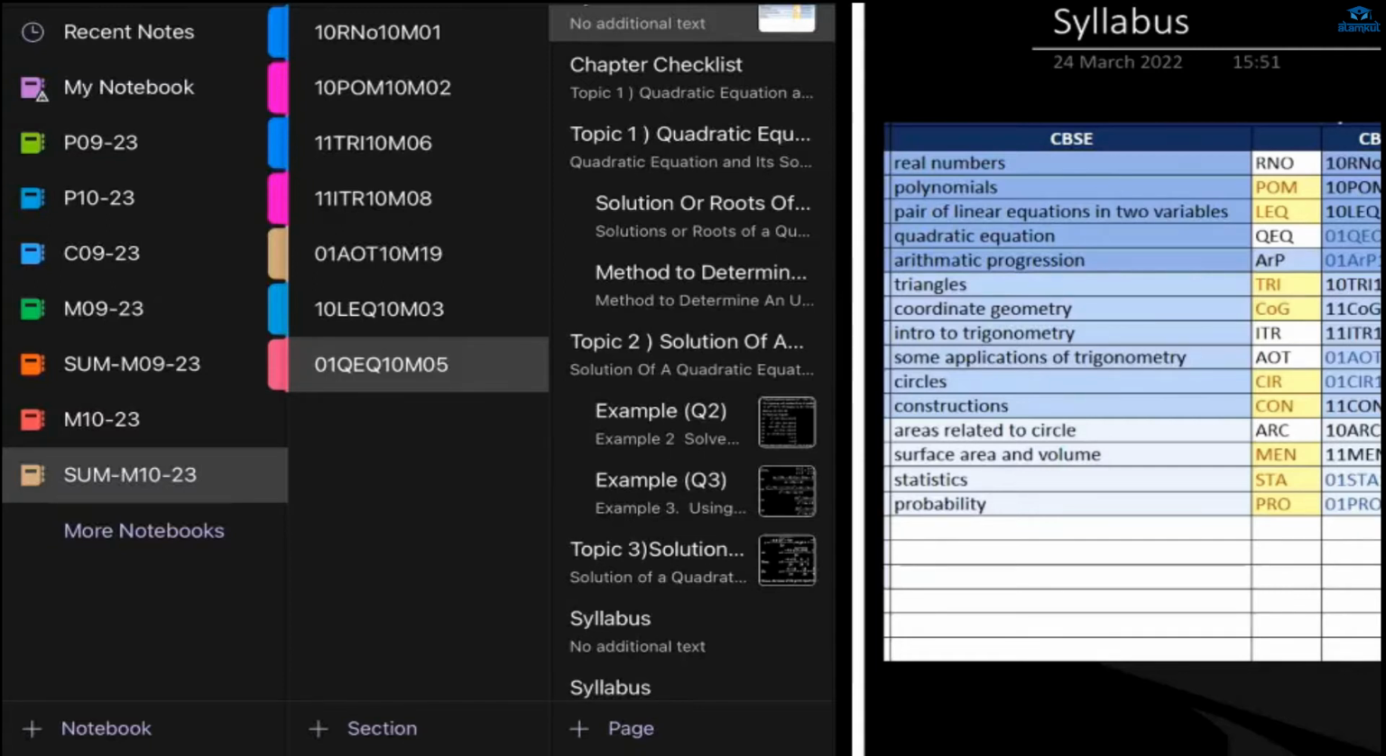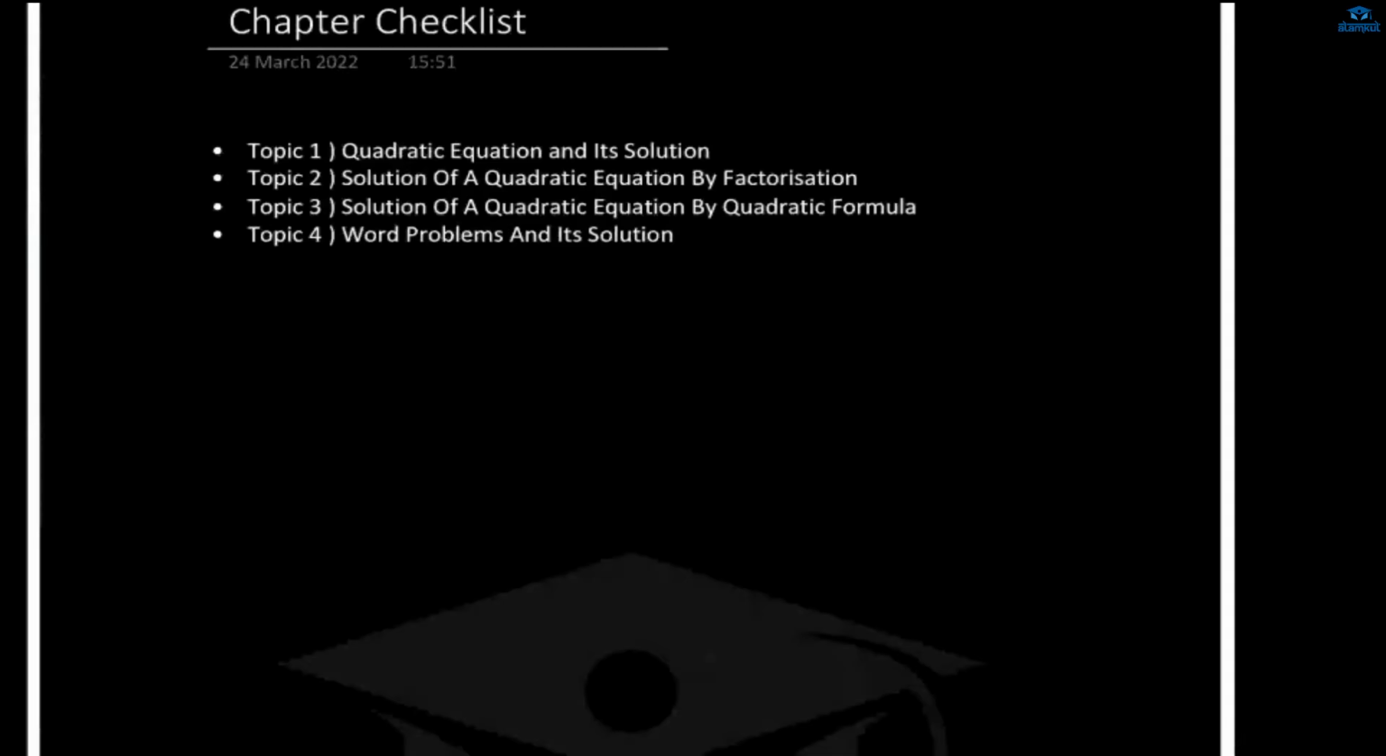Okay. So let's see. We are starting with a new chapter. Chapter checklist. That is, we are starting with quadratic equation. We have already completed linear equation, and now we are doing the quadratic equation. Now, what we are going to cover in this topic: quadratic equation and its solutions. What are quadratic equations? How we are going to solve the quadratic equations, and solution of a quadratic equation by factorization. We'll see the different methods here. Among those methods, factorization I will be telling you, then I will be telling you how to solve by quadratic formula, and then we'll see word problems and their solutions.